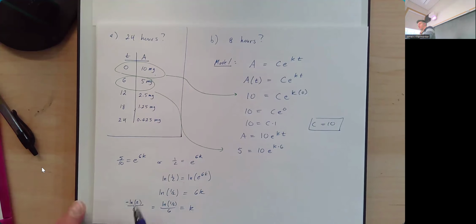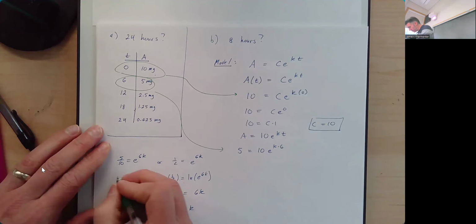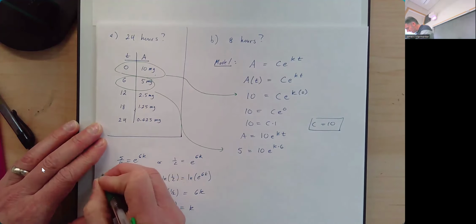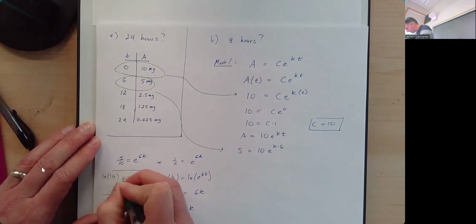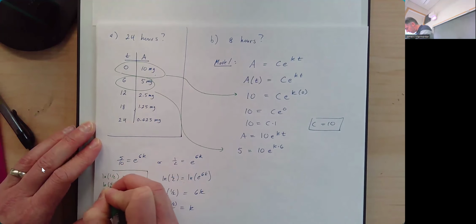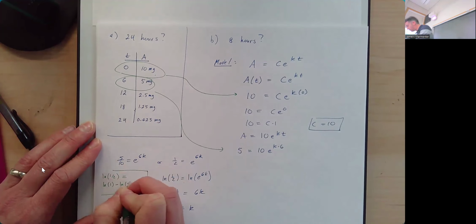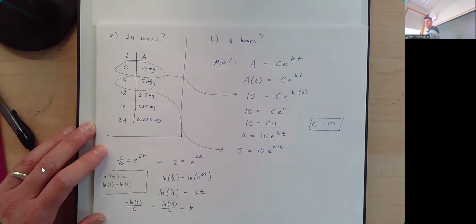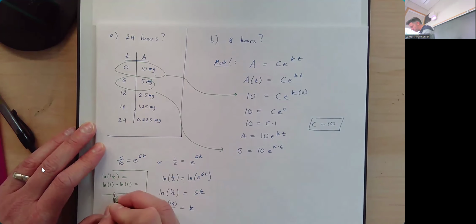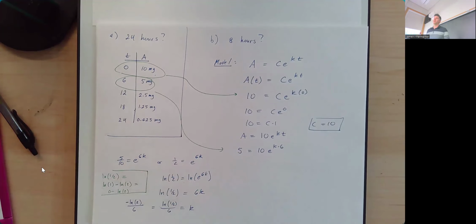And what I'm using there, just so you all know, is the fact that the natural log of 1/2 is equal to the natural log of 1 minus the natural log of 2, using the quotient rule for logarithms. And then the natural log of 1 is equal to 0. So that's just 0 minus the natural log of 2. That's the way I'm getting there. There are other ways to get there. That's the way I like to see it.